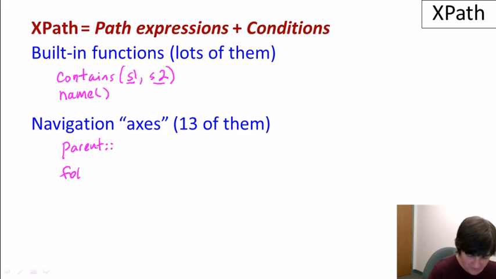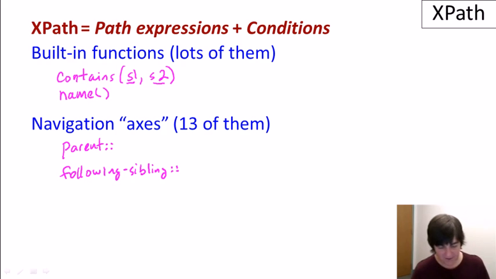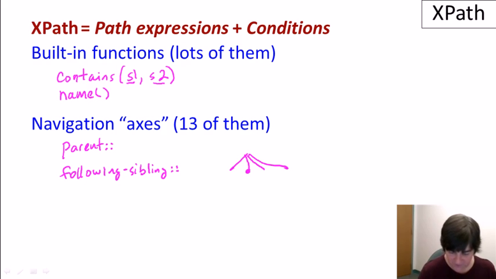There's an axis called following-sibling, with a colon syntax; you'll see how that works when we get to the demo. The following-sibling axis says match all of the following siblings of the current element. So if we have a tree and we're sitting at this point in the tree, then the following-sibling axis will match all of the siblings that are after the current one in the tree.